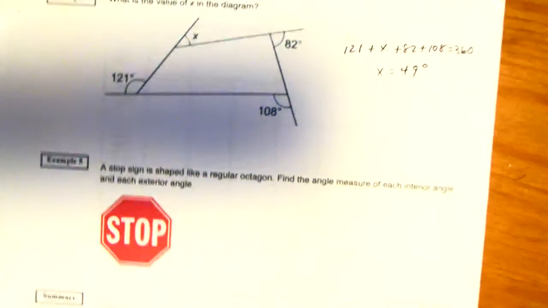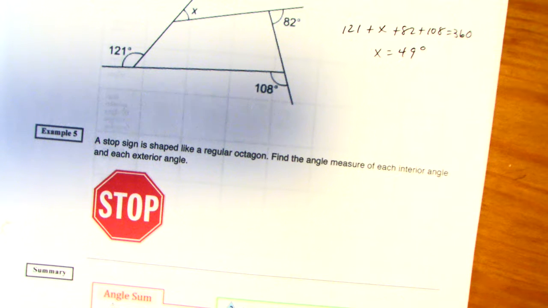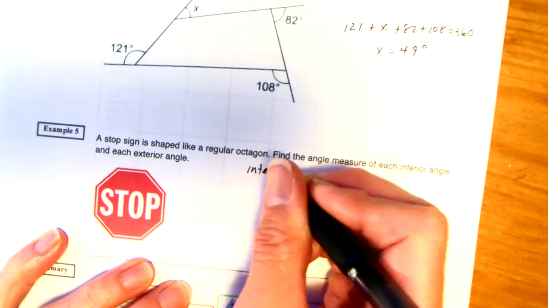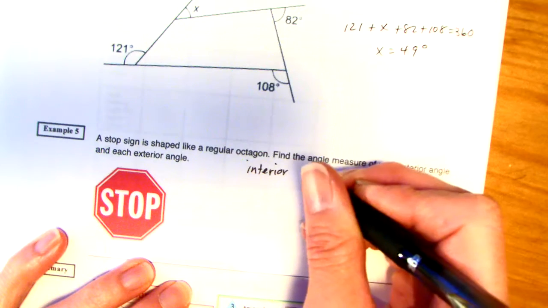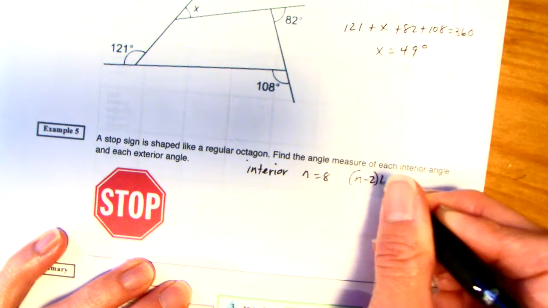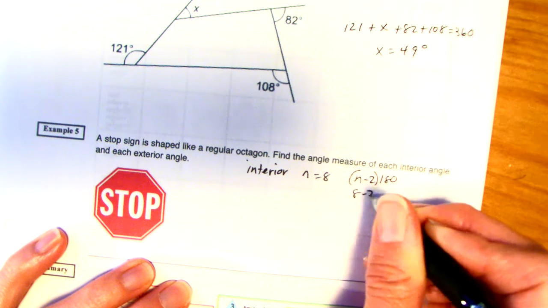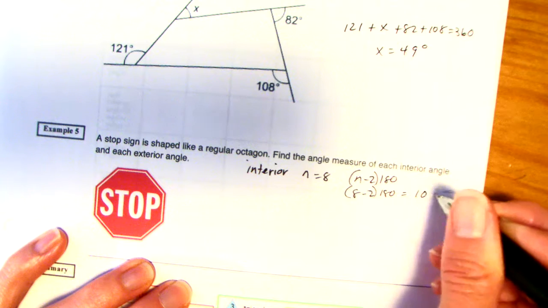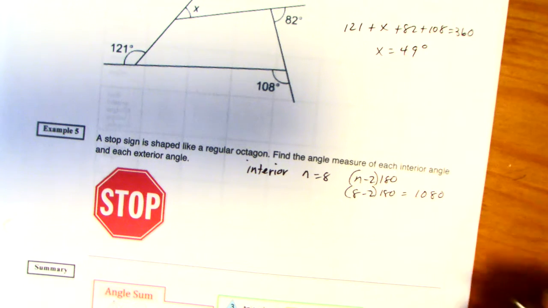Okay, here we go. A stop sign is shaped like a regular octagon. Regular means all sides are the same. Find the measure of each interior and each exterior. Okay, so let's do the interior first. So n is equal to 8. So n minus 2 times 180, 8 minus 2 times 180, is equal to 1080. So that's the sum of them. That's all of them.